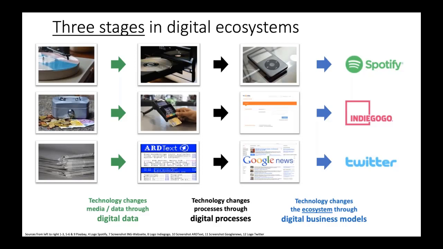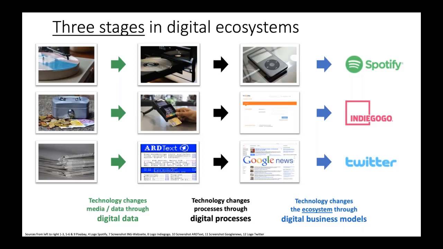Here I have again three examples. A good one is Spotify as a popular streaming service for music, which really changes the way people listen to music, but not only the way people listen to music, also the way people sell music. This is even more important from an ecosystem point of view, because Spotify and other streaming services change the way people pay for music and also the way artists are paid for music.